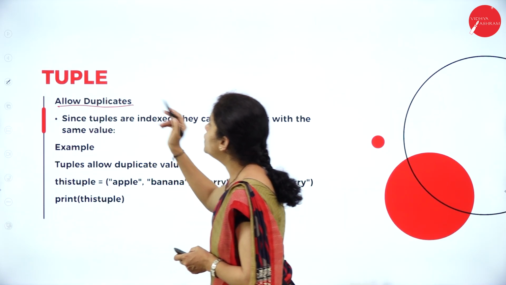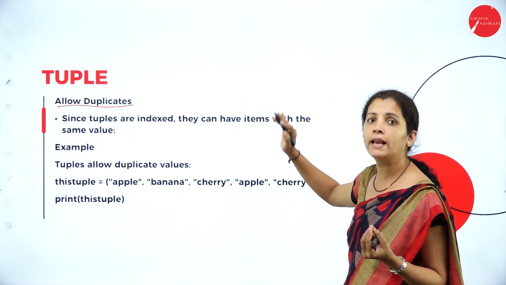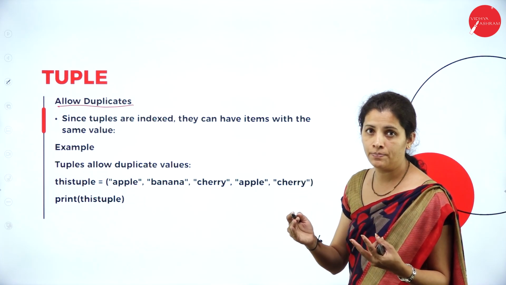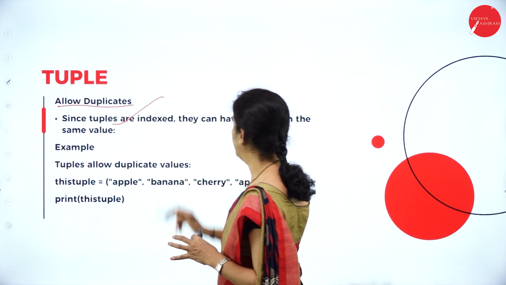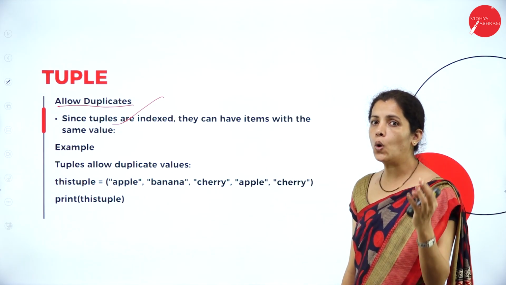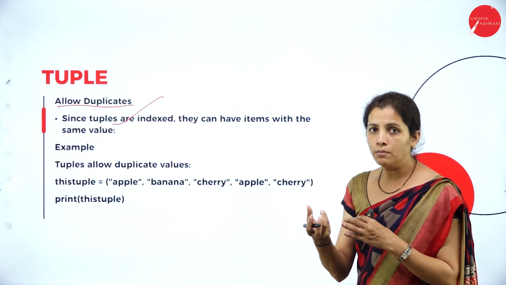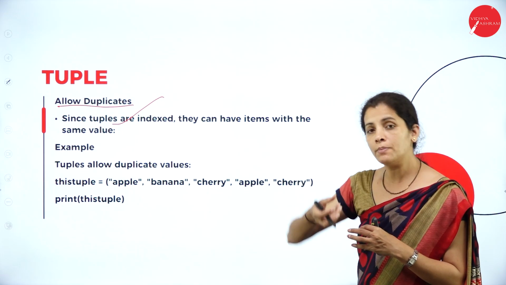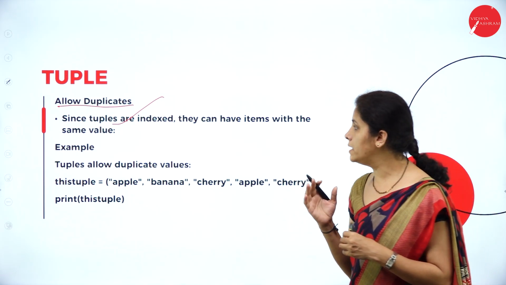Now it allows duplicates. What is duplicate? The same value I can have 2 times, 3 times. Okay, it won't matter in tuples. So tuples are indexed. All the values will have their own index, even if the values are repeating more than 2 or 3 times. Based on the index value, I am able to access the tuple element.